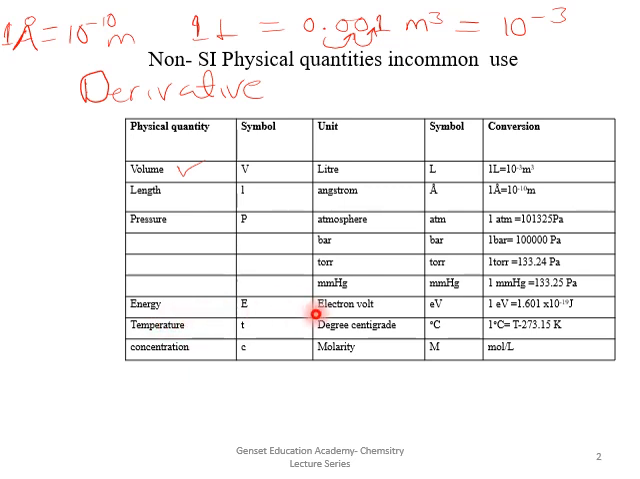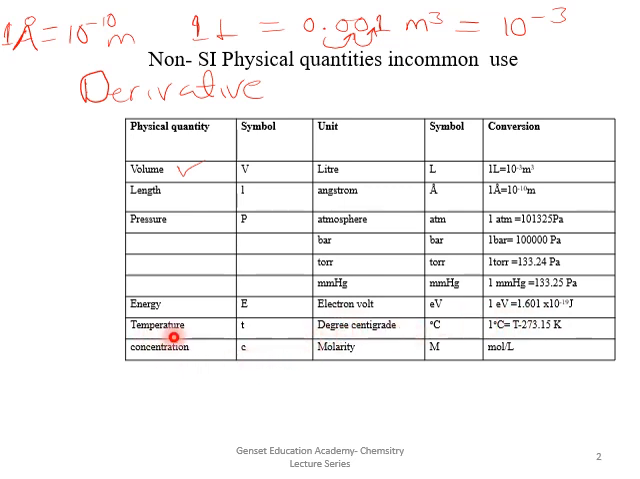Then when it comes to energy, which is E, we use the electron volt. We'll see this a lot in electrochemistry. So 1 electron volt, eV, is equal to 1.601 times 10 to the power negative 19 joules. That is what it means to have 1 electron volt.